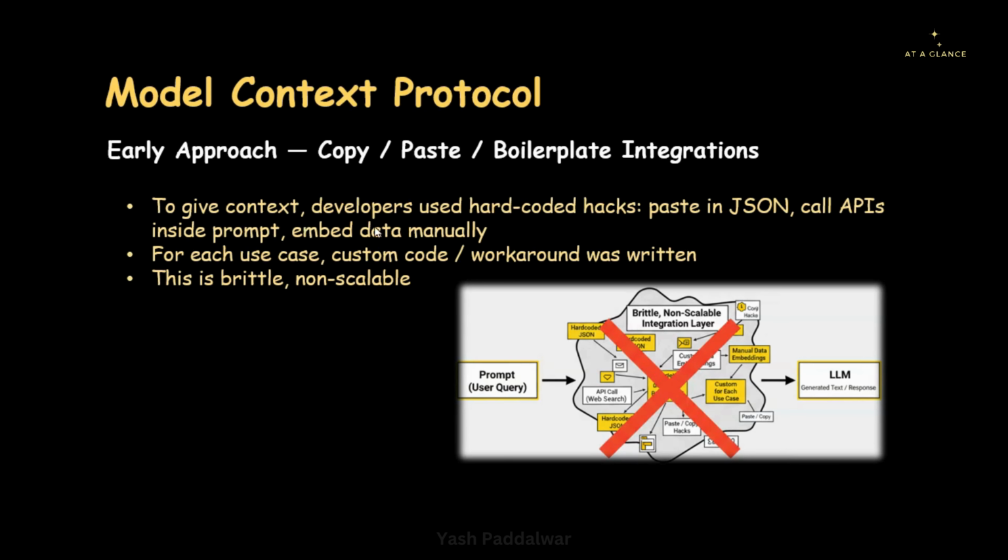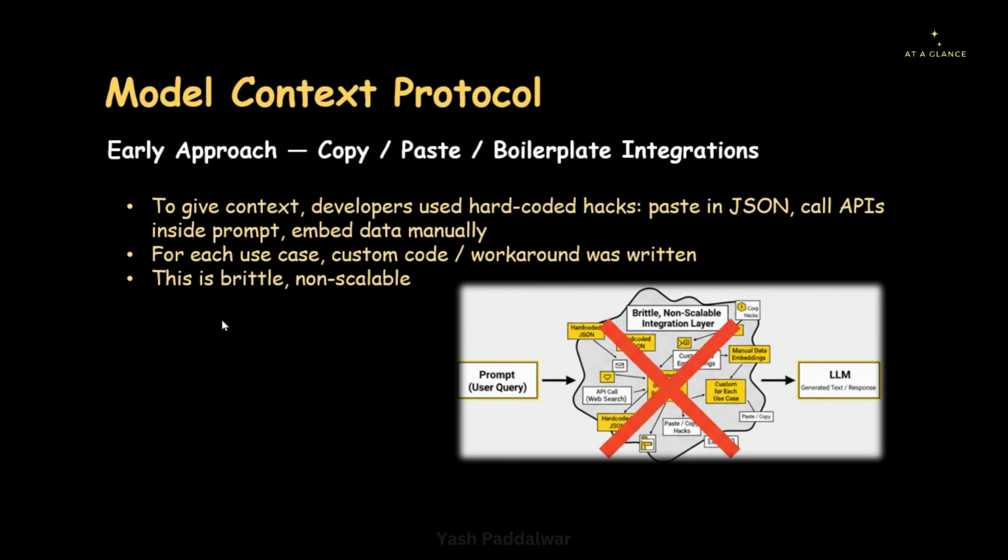So, to give the context, developers used hard coded hacks, for example, pasting in JSON, calling APIs inside the prompts, or simply embedding the data manually. These were early approaches where there was no knowledge of function calling or MCP servers. For each and every use case, a custom code workaround was written. So there was a lot of manual work, a lot of repetitive work which was not even required.